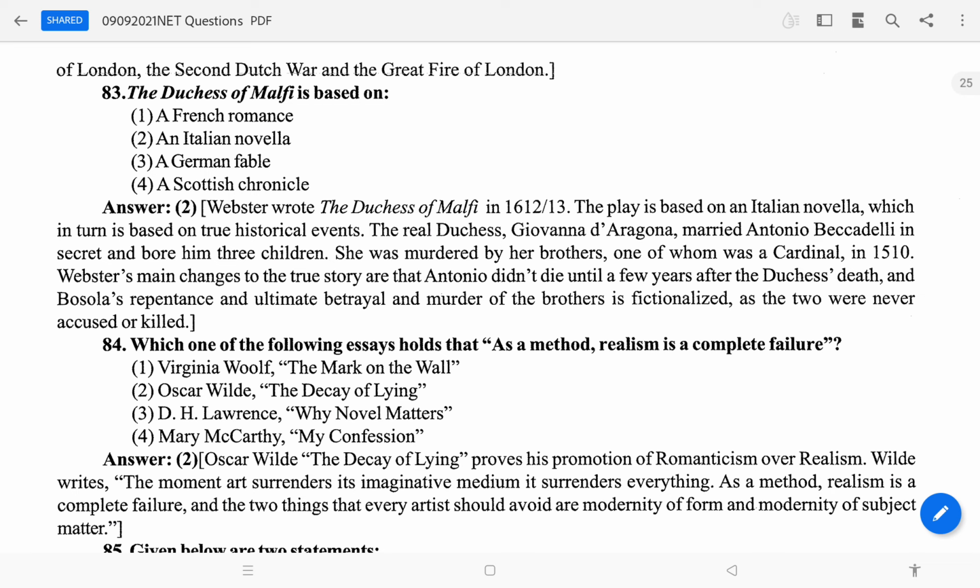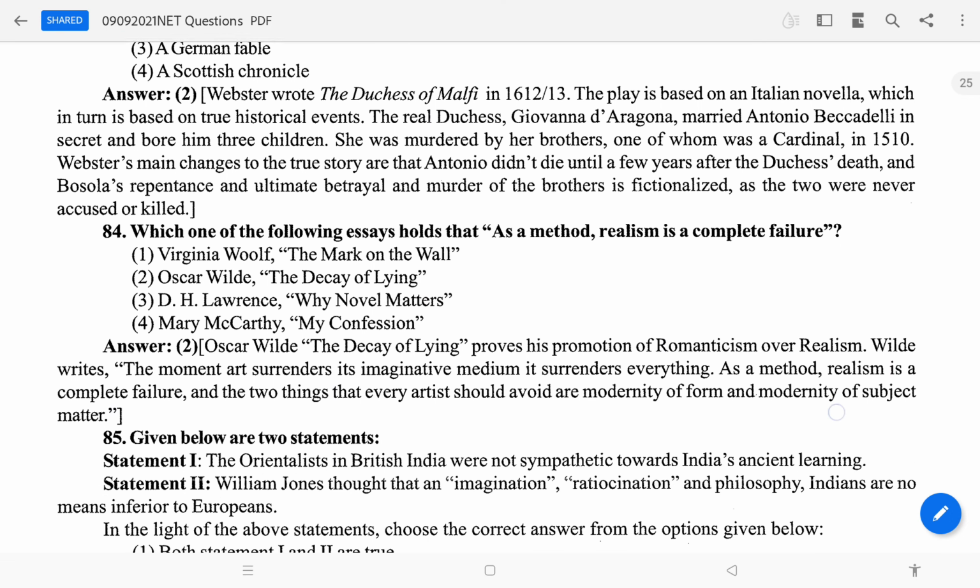She was murdered by her brothers, one of whom was a cardinal, in 1510. Webster's main changes to the story are that Antonio did not die until a few years after the Duchess's death, and Bosola's repentance and ultimate betrayal and murder of the brothers is fictionalized. So he fictionalized some of the story there. He changes the plot, as the two were never accused or killed. So let's read question number 84.